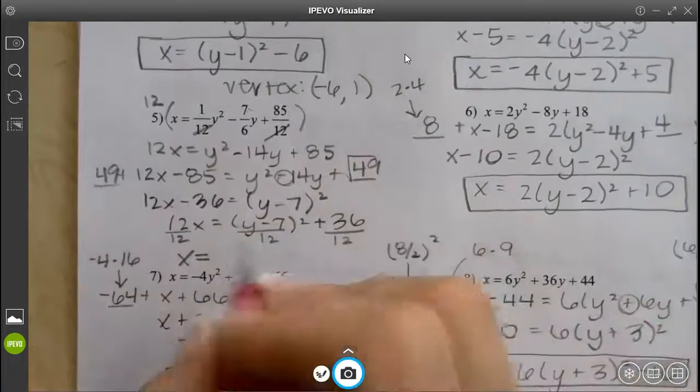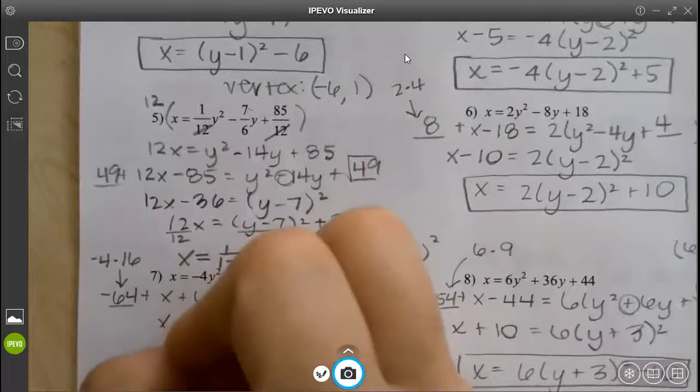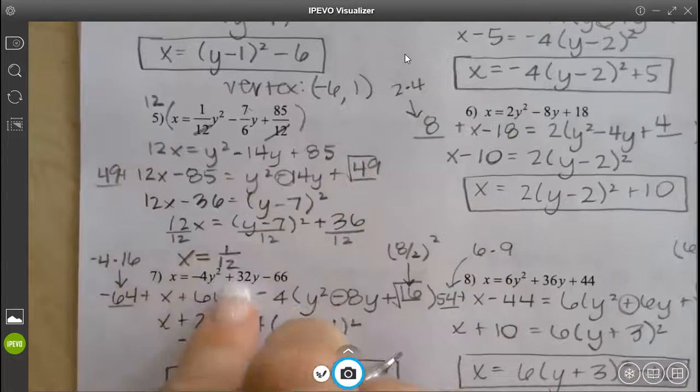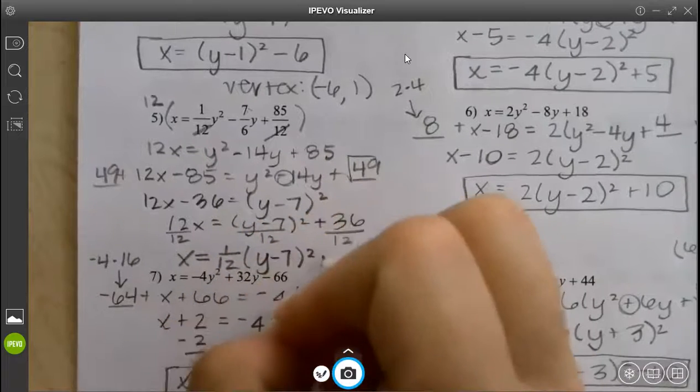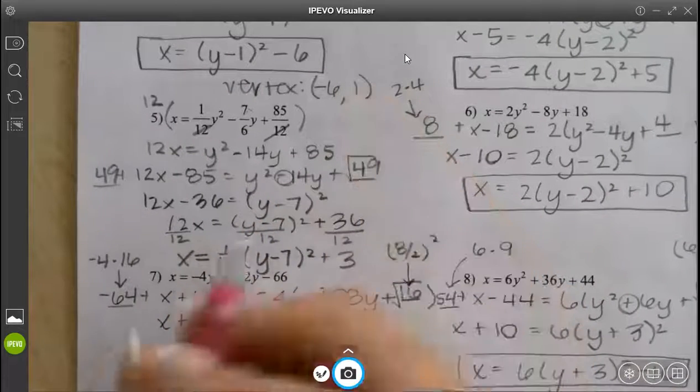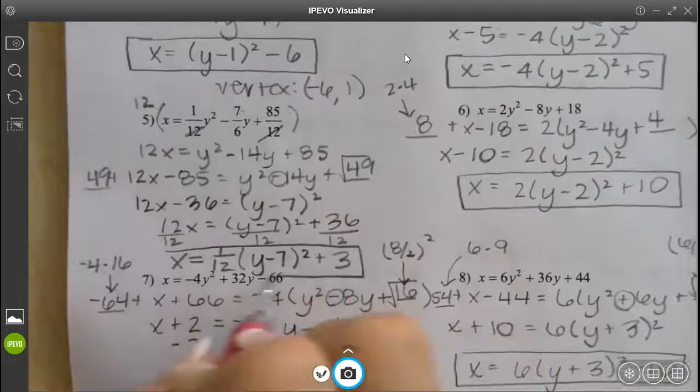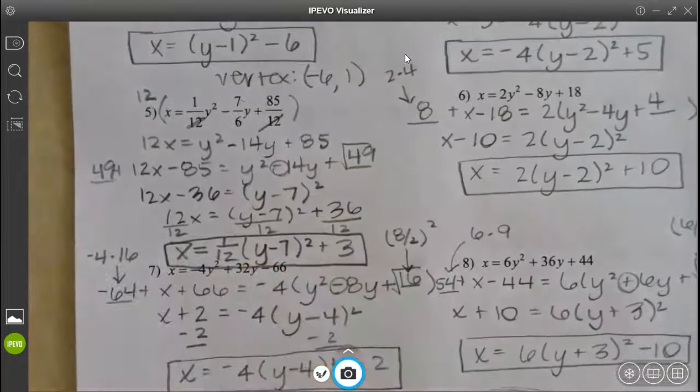which gives you x equals. Remember, we're going to change it to 1/12. It should look exactly like this. If it doesn't, you know you did something wrong. Y minus 7 squared, and then 36 divided by 12 is 3. Your vertex is 3, positive 7. It points to the right because it's positive, and it will be really fat or a horizontal shrink.